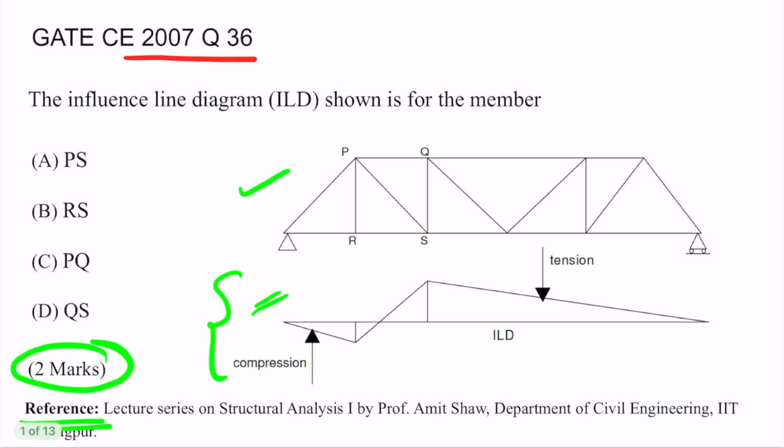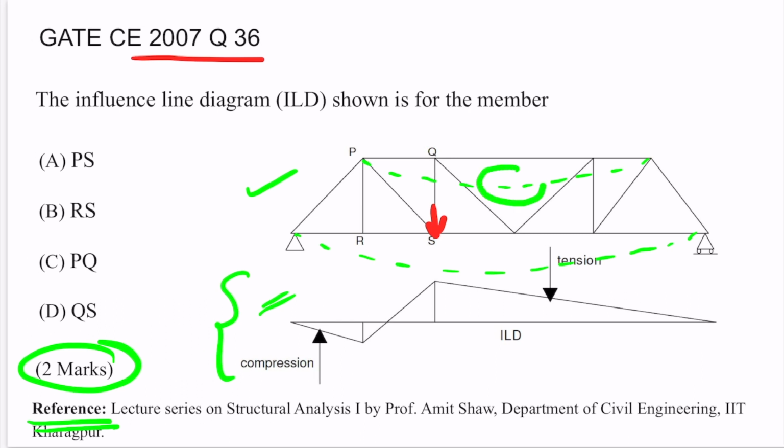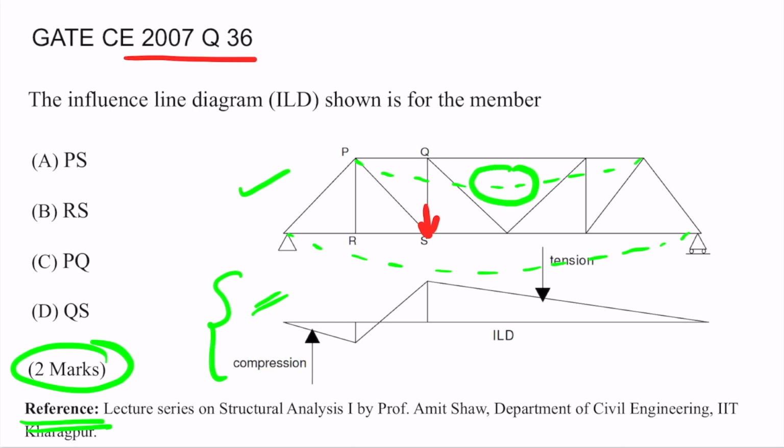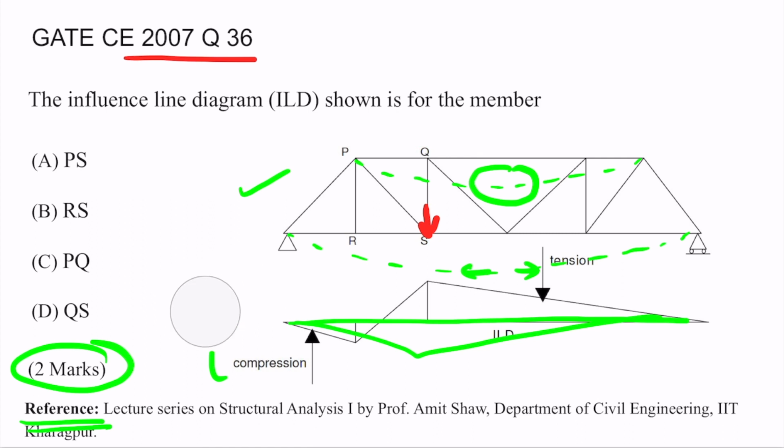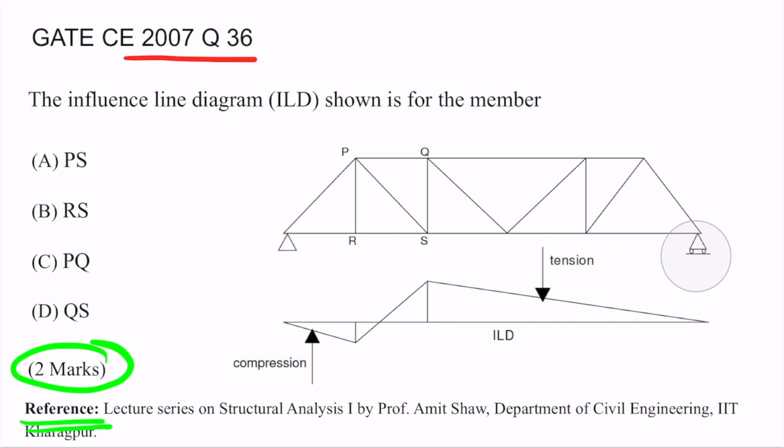So whenever any load is applied on the truss and at any point, the truss will somewhat deflect like this. I'm drawing the exaggerated version, but it will deflect like this. Therefore, the top chord members are always under compression and the bottom chord members will always be under tension. Okay, so the influence line diagram for the top chord member will always be under compression, while the influence line diagram for the bottom chord member will always be under tension.